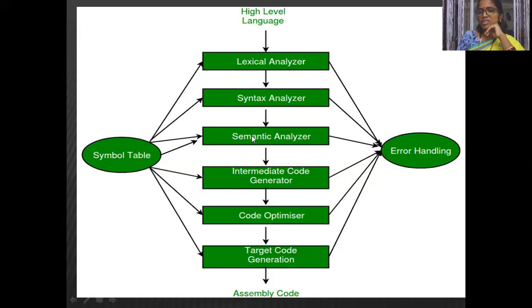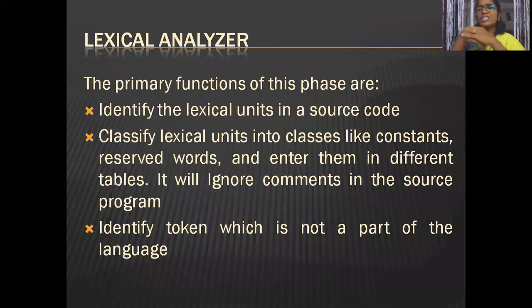So at all the phases, the information, the constants, the functions, the return values, all the addresses of the variables are stored in the symbol table. And at all the phases, there may be an error. So an error handler will be making some corrective measures so that the errors will be handled properly. So these are the different phases involved in the compilation process. So next, we'll just see what each phase does.